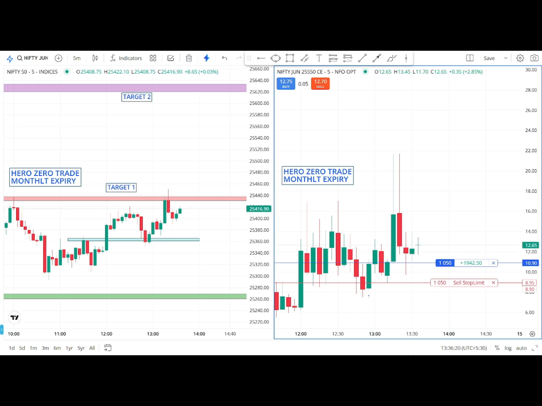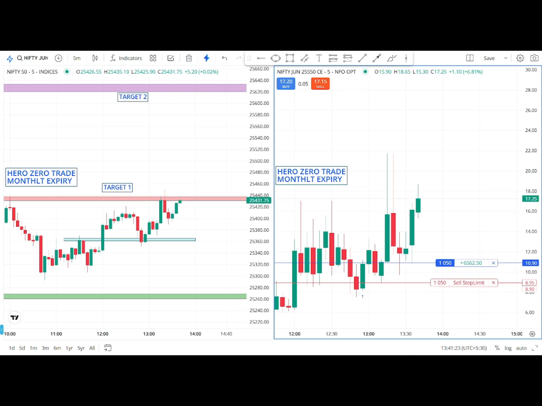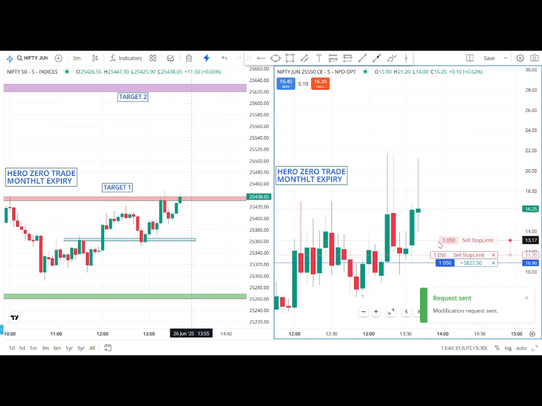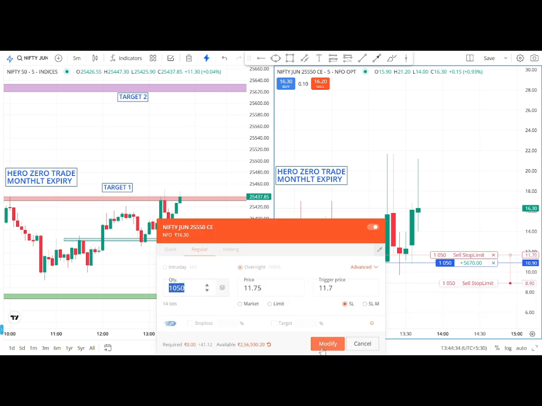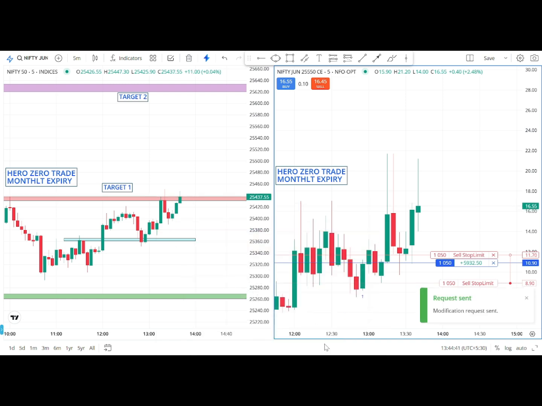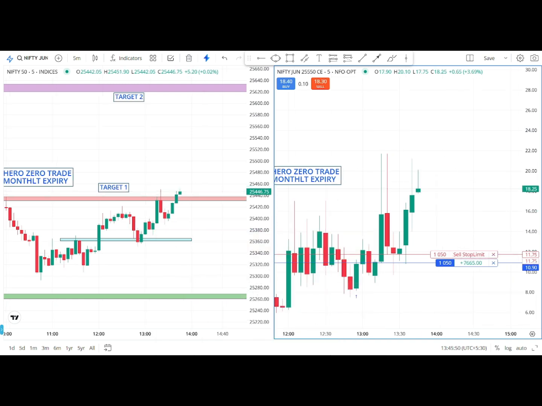Sure, I'm trailing my SL. The reason behind trailing is the market is clearly showing bullishness, so I don't want to lose my investment amount. That's why I'm raising my SL. You have to cut your losses. I repeat it multiple times, I want to repeat once again. You have to cut your losses. Hold your winnings.